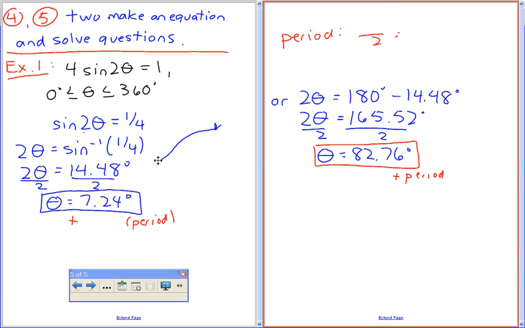What do we do if there's no number? Oh, good question. If there's no number in front of theta, what's my period then? Just 360. That's like an invisible 1 then, right? It's like sine 1 theta.